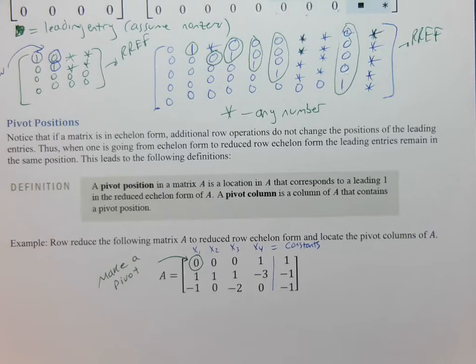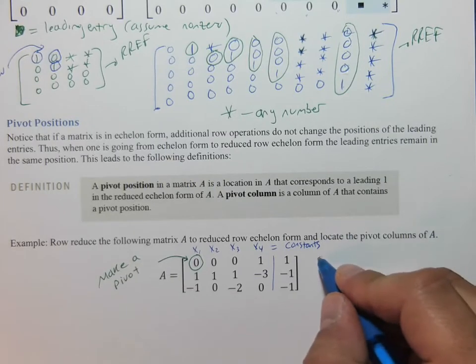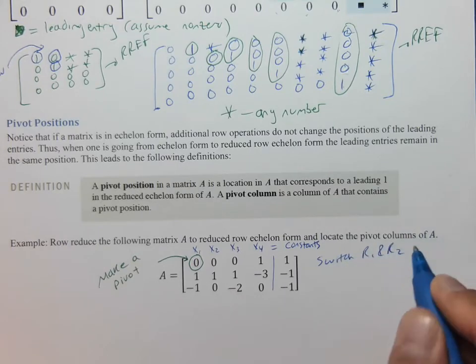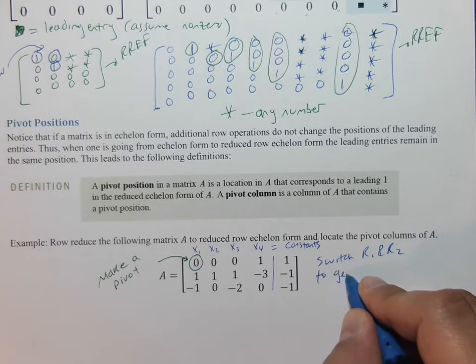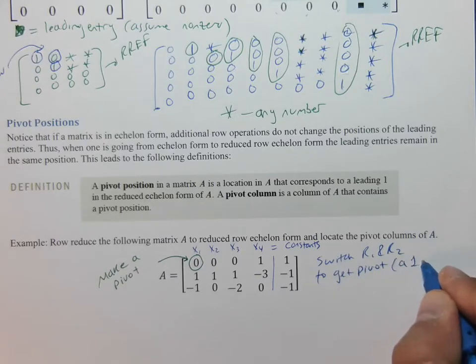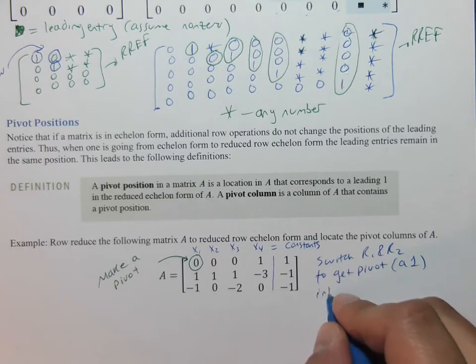If we want to put a 1 up in that corner, the easiest thing to do would be to take the 1 right here and get it up there, right? So we can switch rows 1 and 2, because we're allowed to switch rows, and put a pivot up in the top left. So that's the first thing we're going to do: switch row 1 and row 2 to get a pivot, in other words, the number 1, into the top left.